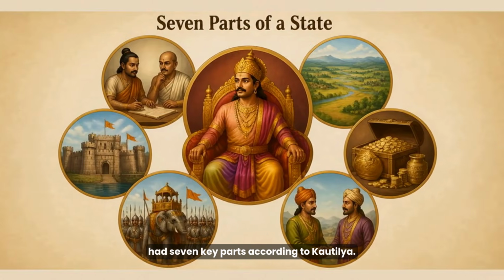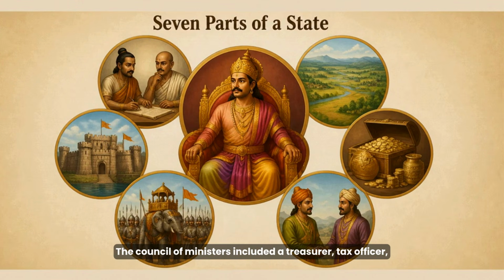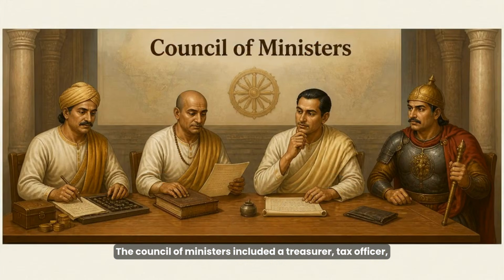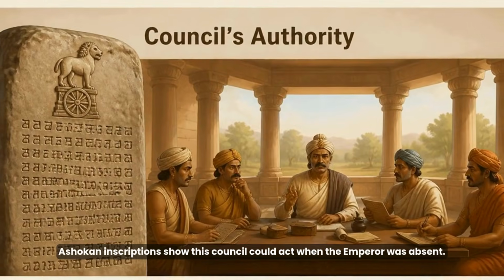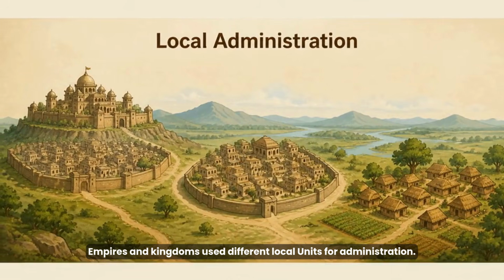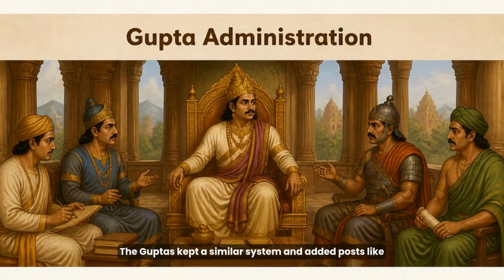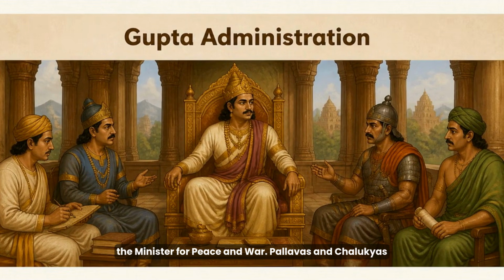The state had 7 key parts according to Kautilya: king, ministers, territory, forts, treasury, army, and allies. The council of ministers included a treasurer, tax officer, legal advisor, and commander. Ashokan inscriptions show this council could act when the emperor was away. Empires and kingdoms used different local units for administration, from provinces to districts to villages. The Guptas kept a similar system and added posts like the Minister for Peace and War.